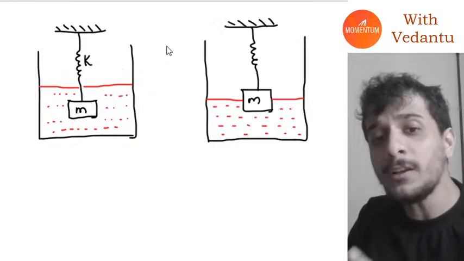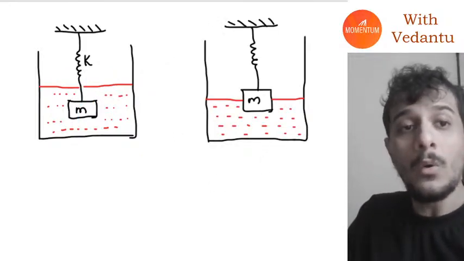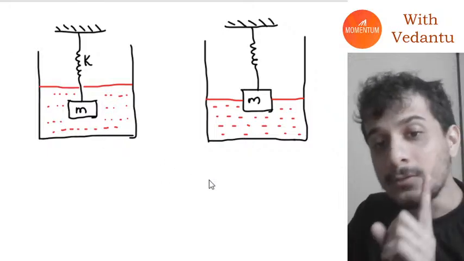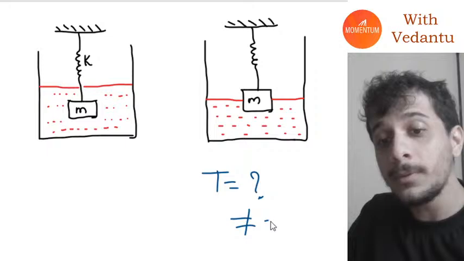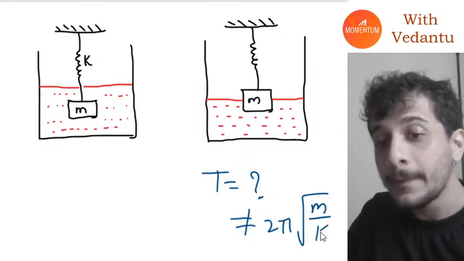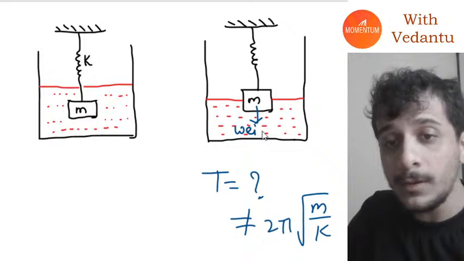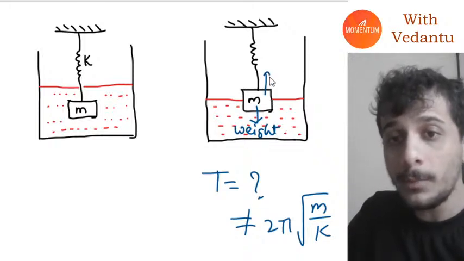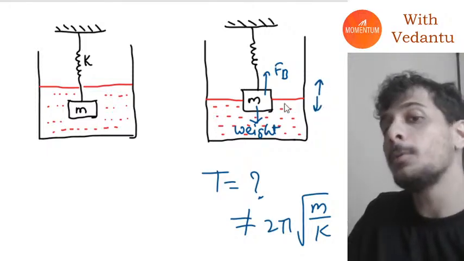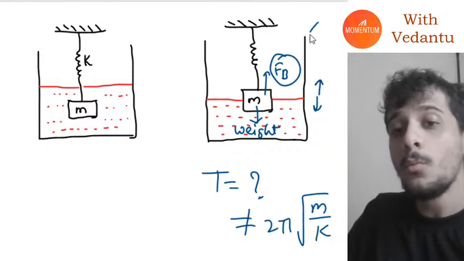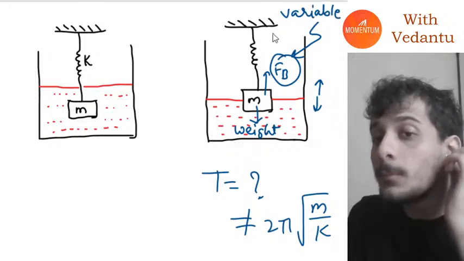Next, what if I ask you the time period of this system? Now in this case, for the first time, the time period will not be 2 pi under root m by k. Why am I saying that? Here, once again, weight will be downwards and the force of buoyancy will be upwards. But if the block oscillates up and down, then this will be a variable.